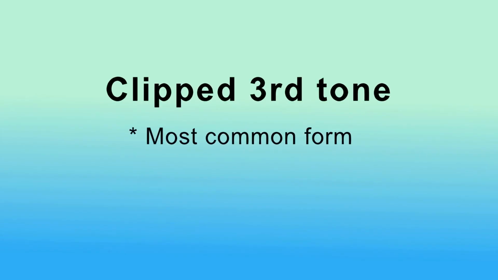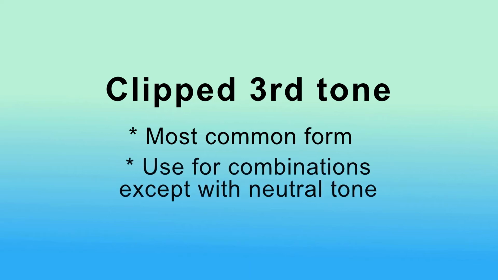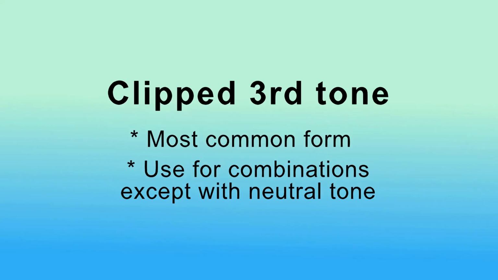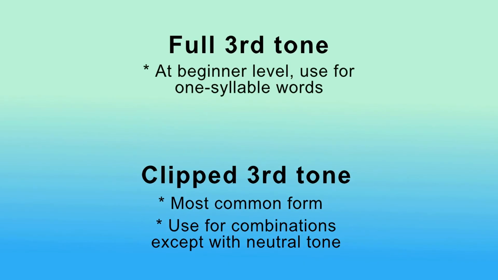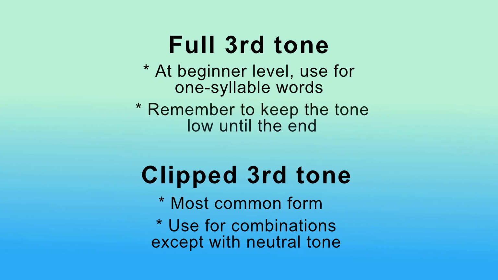This clipped version is actually the most common way you'll hear the third tone pronounced. It's really just too much work to do an elaborate full third tone each time, and you'll only hear it that way if the third tone syllable is being emphasized for some reason, or sometimes if it's in combination with the neutral fifth tone, which we'll learn about later. In terms of your own speaking, though, start off by using the full version for all standalone one-character words in the third tone, and remember to keep the tone low until the end. This will make your Chinese easier to understand.